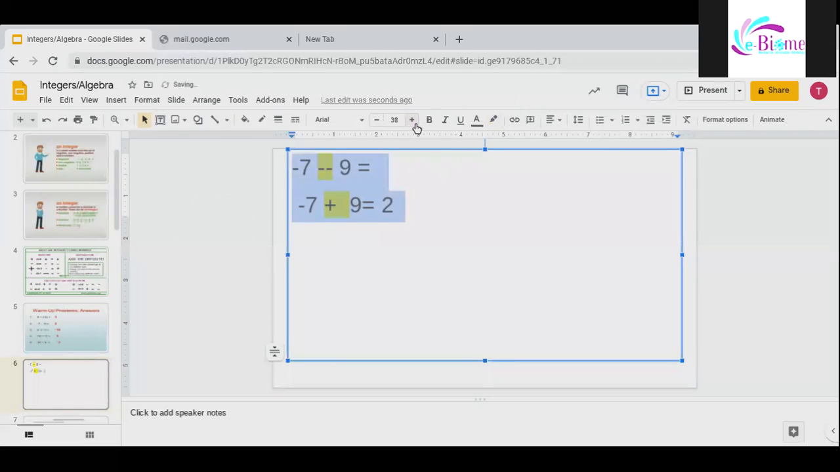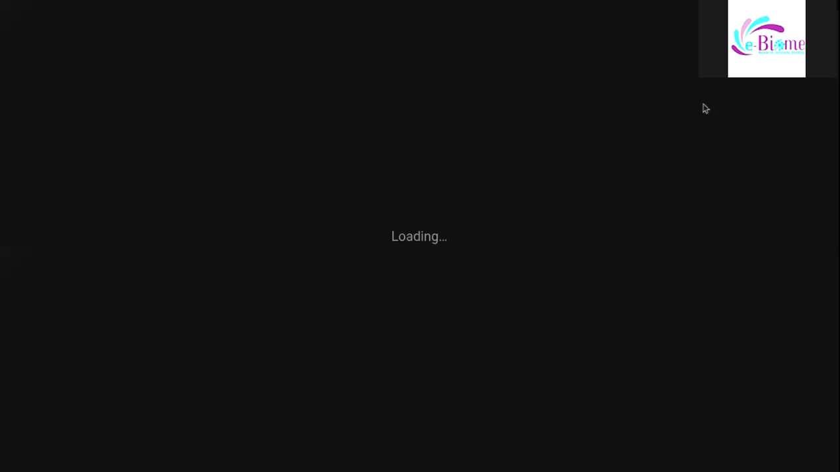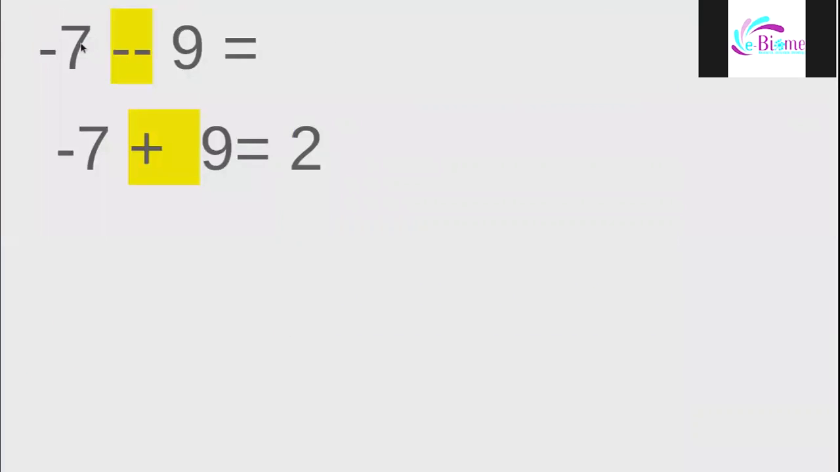So let's look at that and present it. So here we have -7 minus -9. And as I said, when we see two negative signs written in such a way, or they come in close contact, it becomes a positive. Everyone following so far? So do we see where the two negative signs became a positive? Yes, sir. And we say -7 plus 9 is equal to 2.